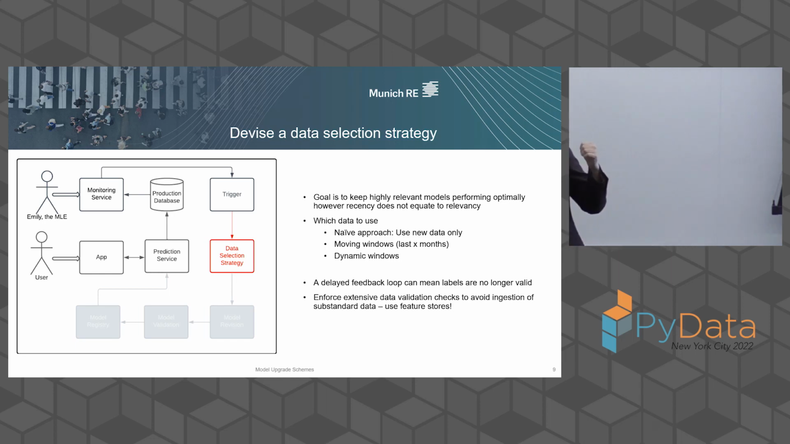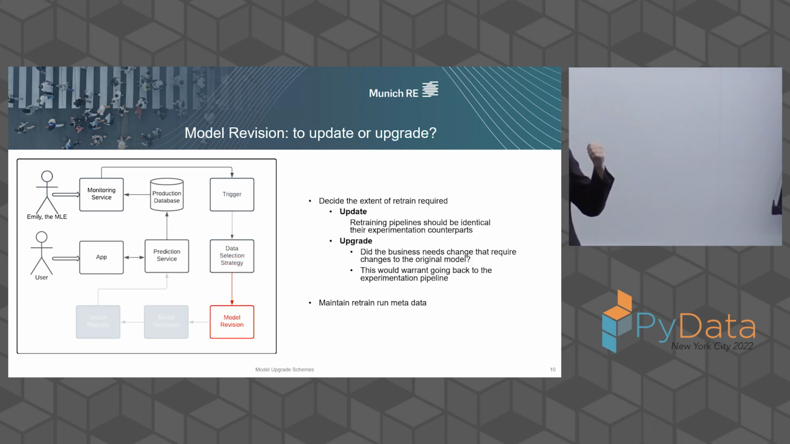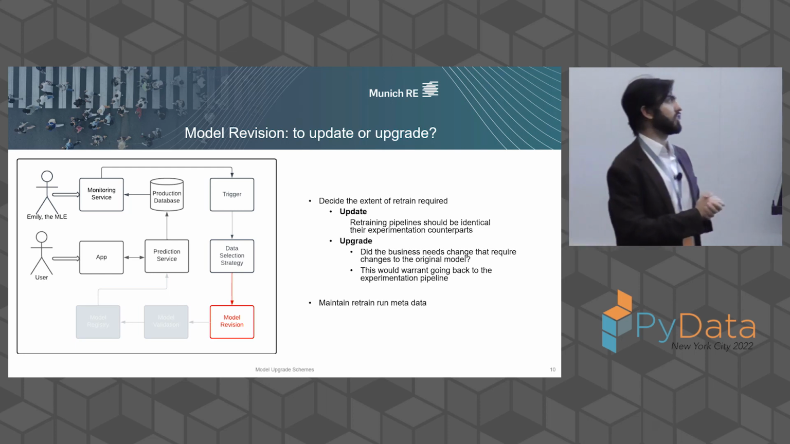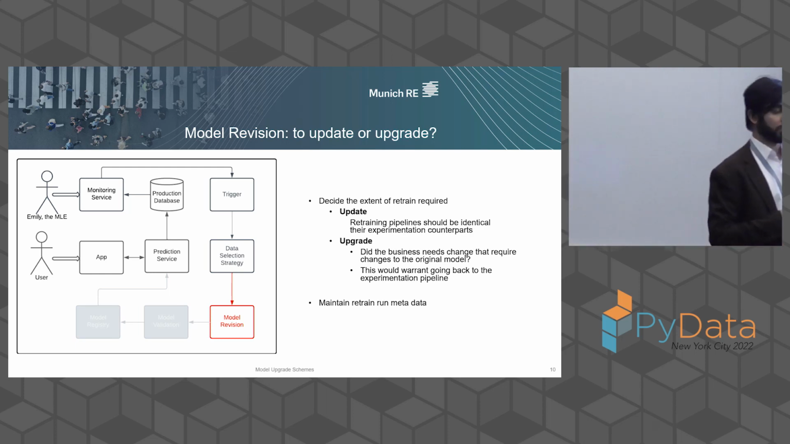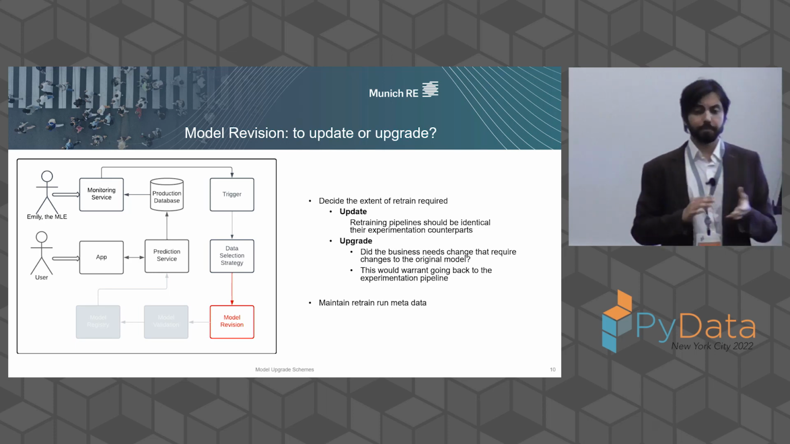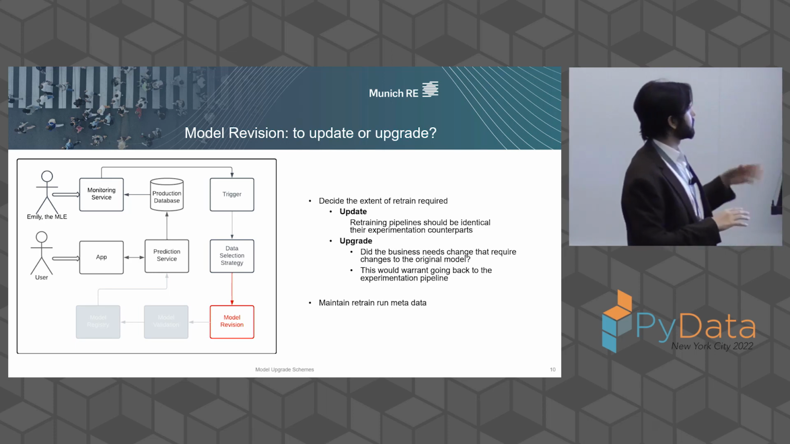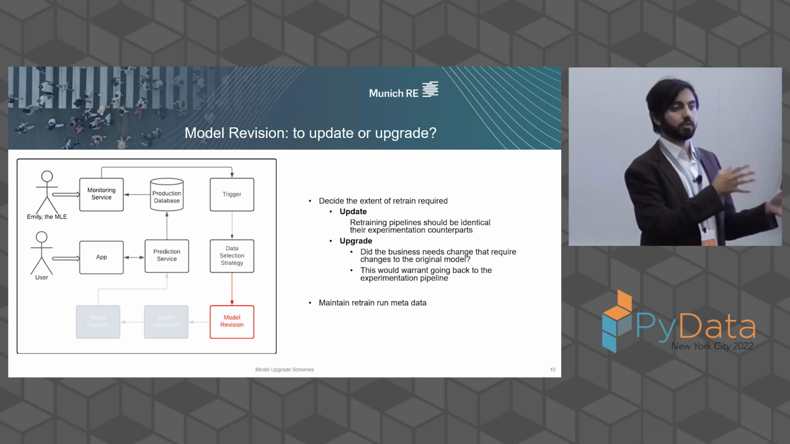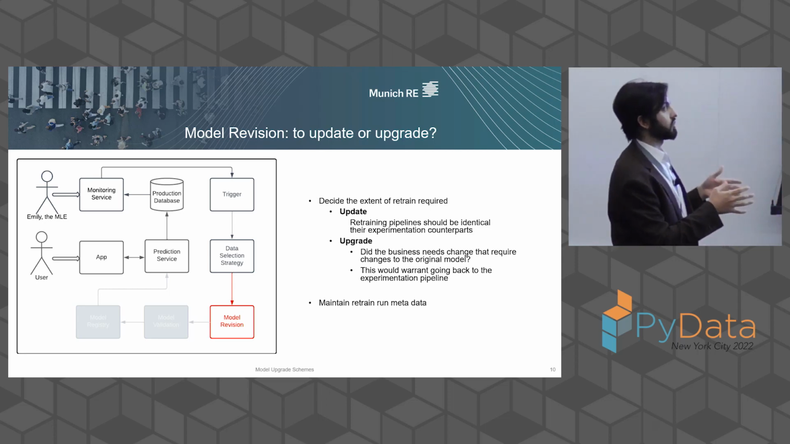Okay, so we have data. What do we do next? I think the next stage is deciding the extent of the retrain that's required. Now, when we started, we wanted to train a model on the latest data or a subset of the latest data, depending on whatever our data selection strategy was.